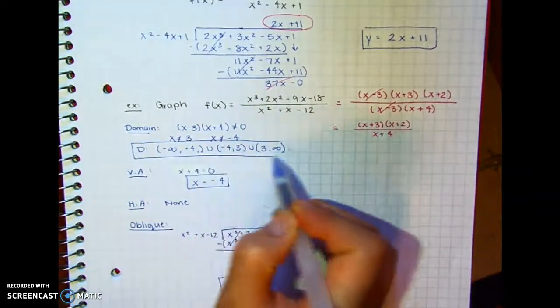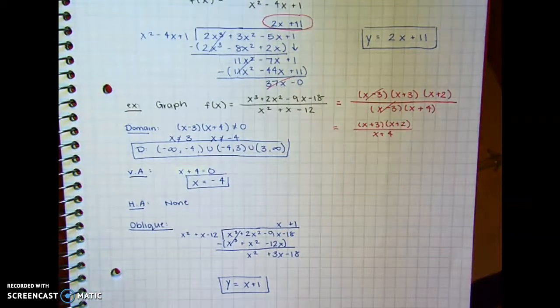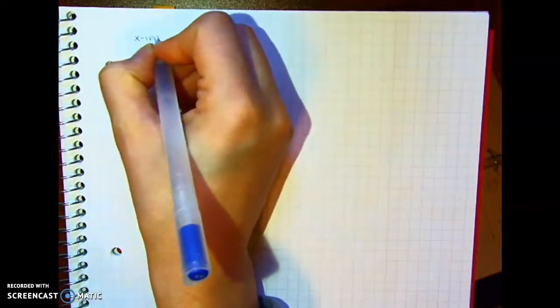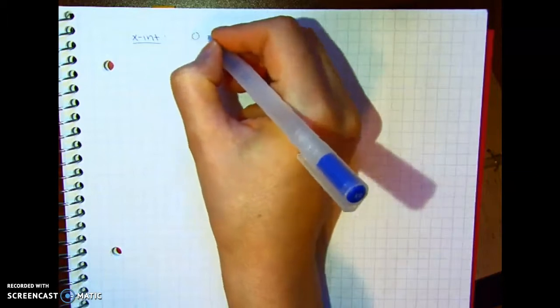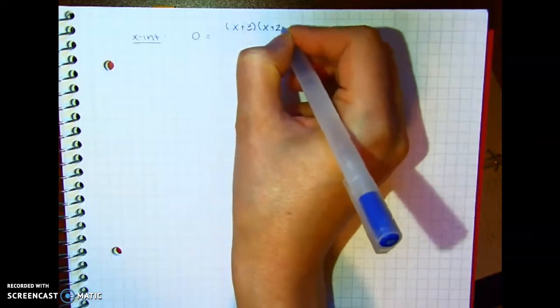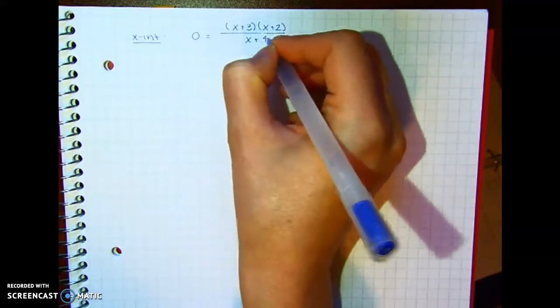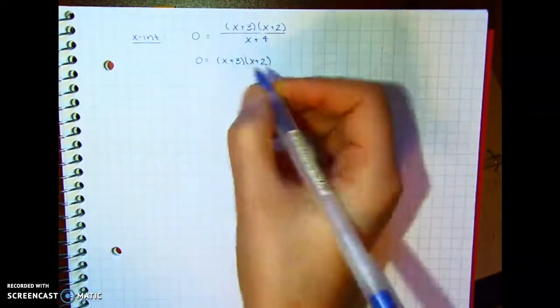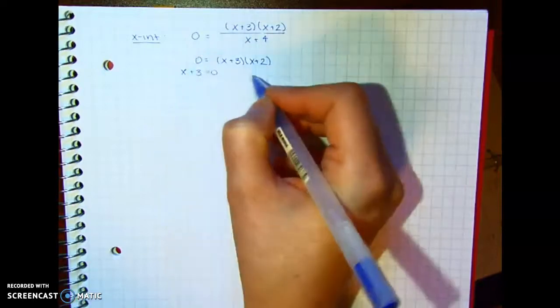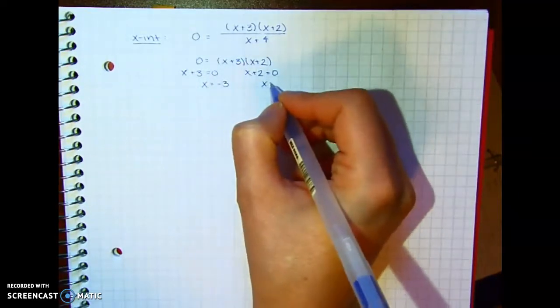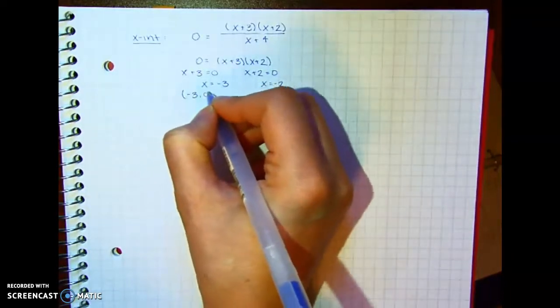Alright, so now I need my x and y intercepts and then the hole. So for x-intercepts, remember that's when our function equals 0, so I'll have 0 equals, and this is again going to be the simplified version, so x plus 3 times x plus 2 over x plus 4, multiplied by the denominator. Zero product property. So our x-intercepts are going to be at -3 and -2. Don't forget to write them as coordinate points.